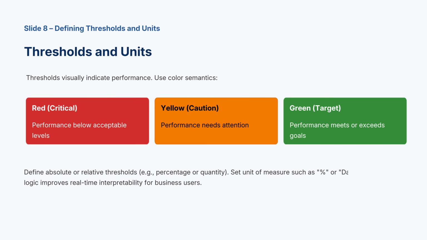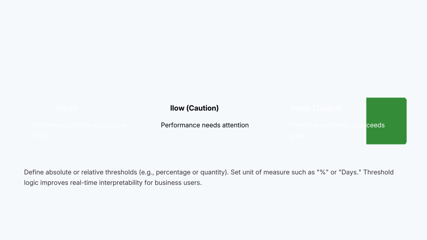Defining thresholds and units. Thresholds make dashboards instantly readable. Use colors that convey performance. Green for target achieved, yellow for caution, and red for underperformance. Choose appropriate units, percentages for ratios, quantities for inventory. These small design decisions greatly improve dashboard clarity and decision-making.